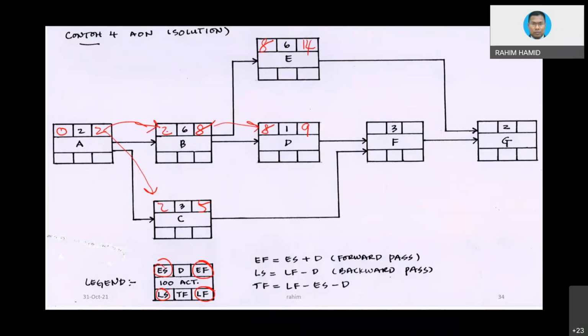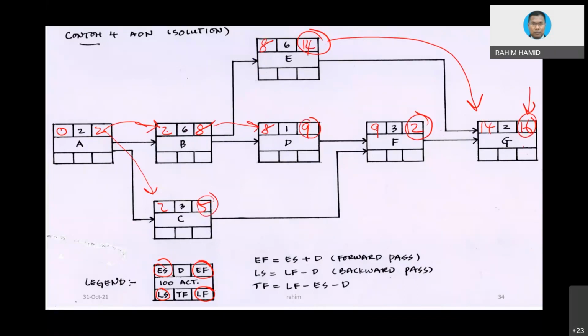And then you notice 5 and 9. So which one is going to go into this one? It will be 9. 9 plus 3 equivalent to 12. Between 12 and 14, of course, we are going to choose 14. 14 plus 2 equivalent to 16. So we are going to complete the project in 16 days. And then copy back 16.